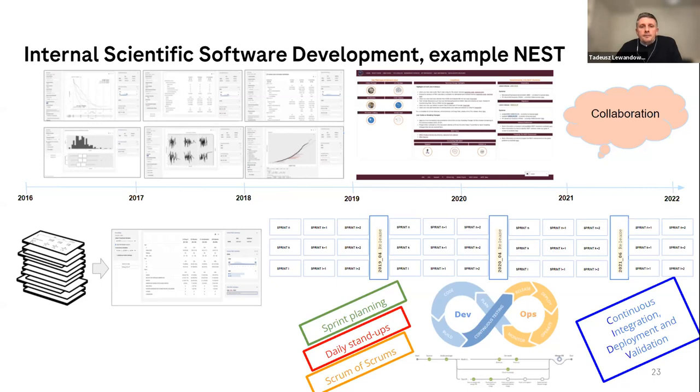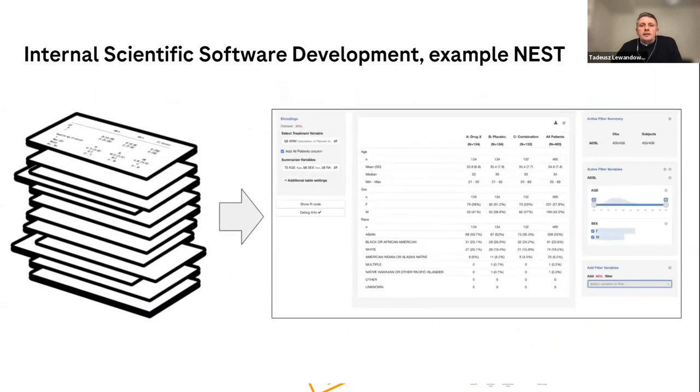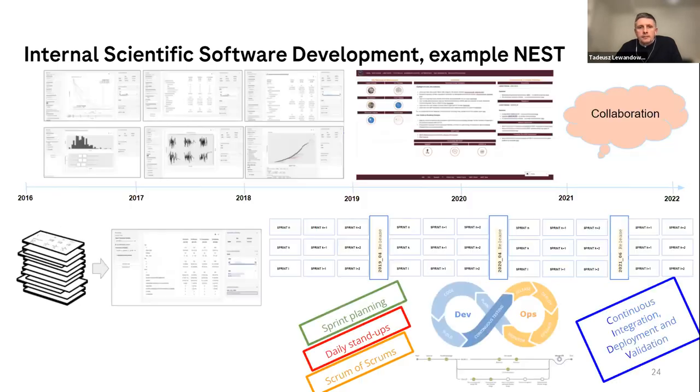Can you click, please? And this actually showed that from the beginning we were thinking and challenging the status quo. This goes from the left side, from this pile of different analyses, to the one suite of interactivity, where the user can really nicely navigate from the filtering, from the encodings, and have everything under control, together with the R code generation. Can you click, please?